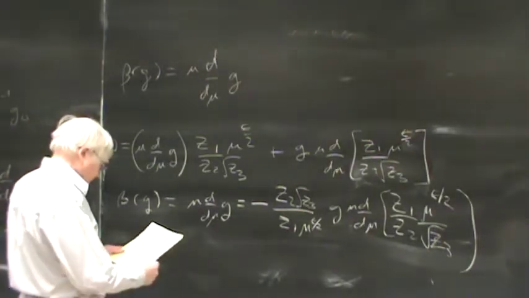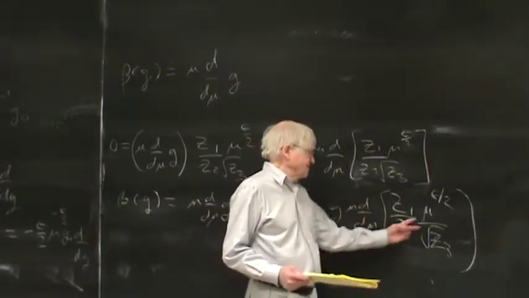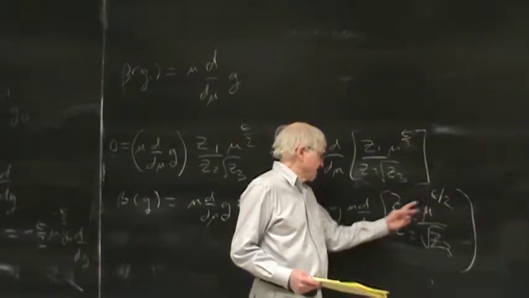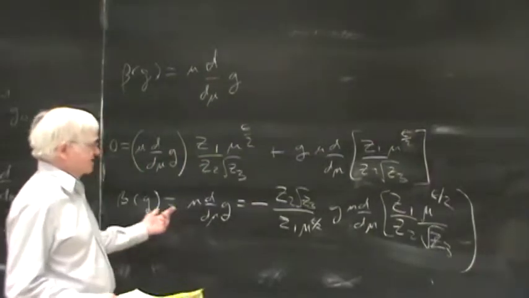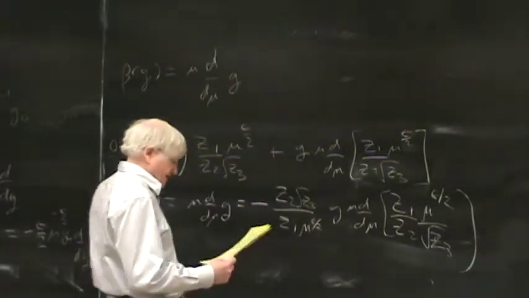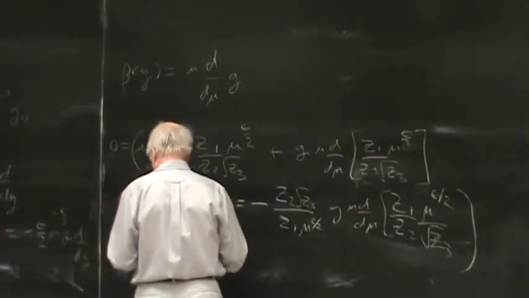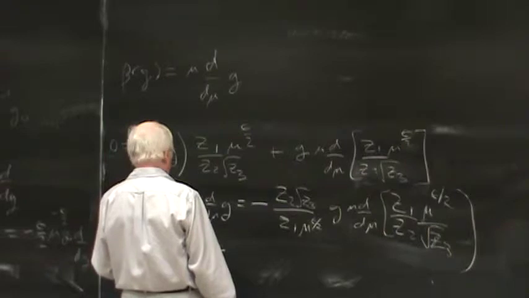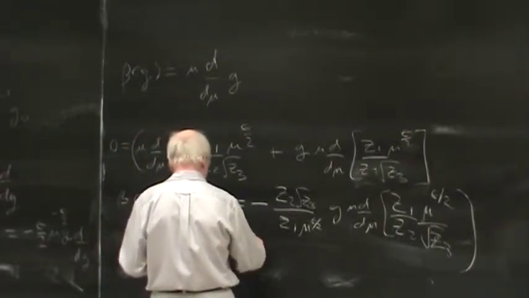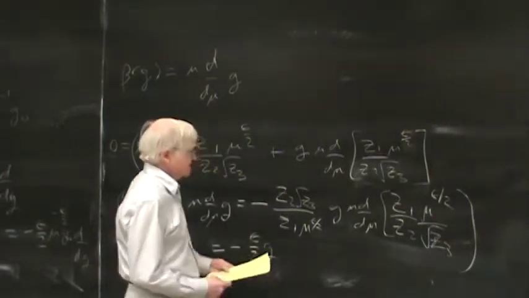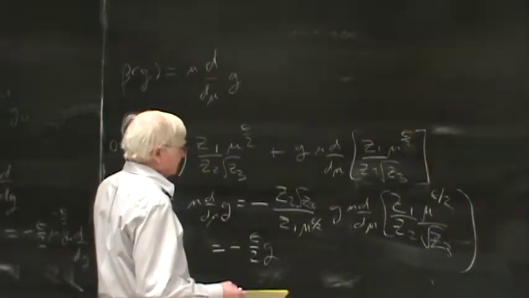Okay, so the easiest term is d by d mu on this, and that just gives us an epsilon over 2 mu to the minus 1, the mu cancels that, and so the first term on the right here is minus epsilon over 2g, because of course everything else cancels.